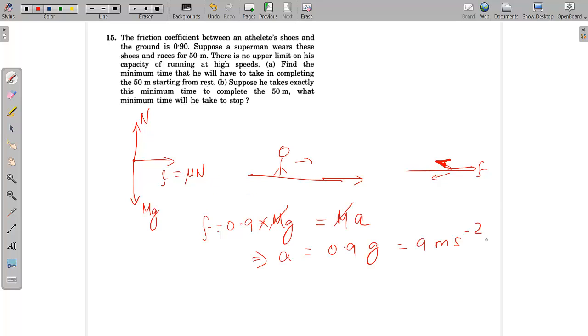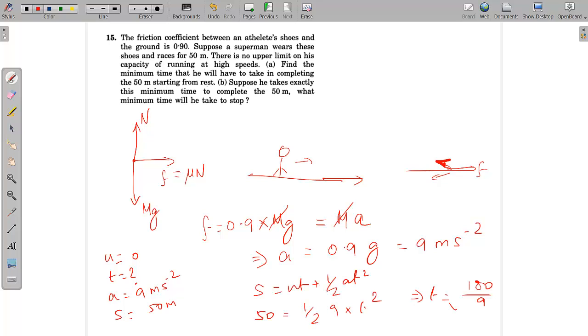So he cannot have any more acceleration than 9 meter per second squared, while completing the 50 meters where he has started from. Yeah, u equals 0. Time we have to find, acceleration is given as 9 meter per second squared, and the distance is given as 50 meters. Half into 9 into t squared is equal to 50, so t equals root of 100 by 9, so 10 by 3 seconds he is going to take. That will be the minimum time he can take, so he cannot take much less than this. He has to take at least this much.